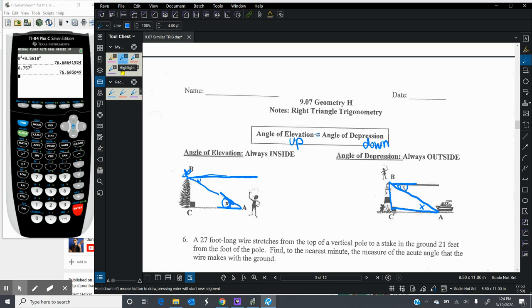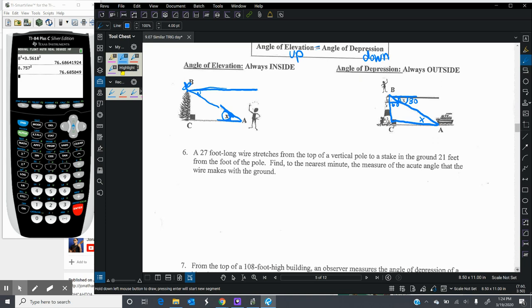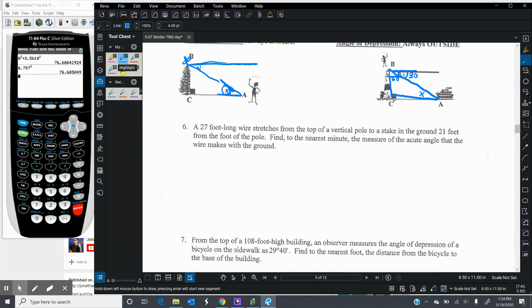You can also look at some complementary angles. So X is here, 90 minus X would be in here. So if we had a 30-degree angle outside, we'd have a 60-degree angle inside. And sometimes we're going to view things from a little bit different angle as you draw your own diagram. Exercise 6 is a word problem.